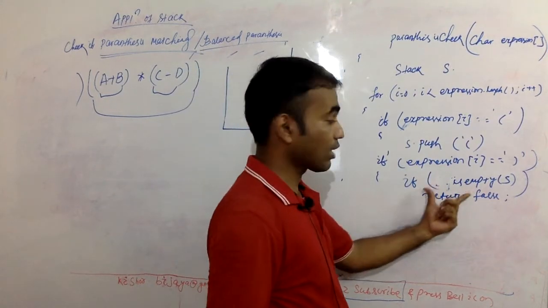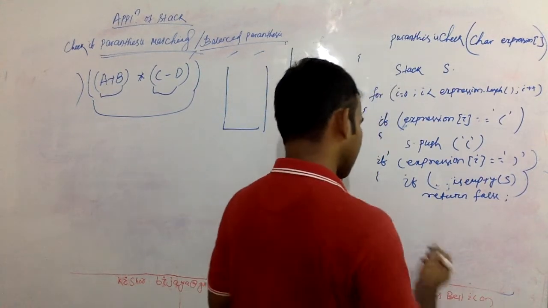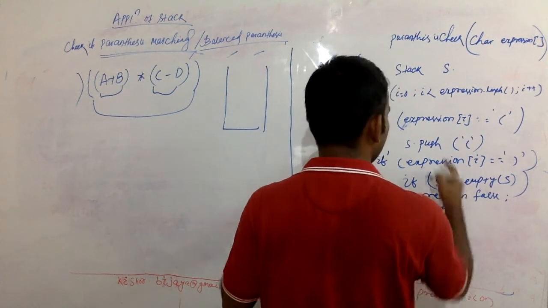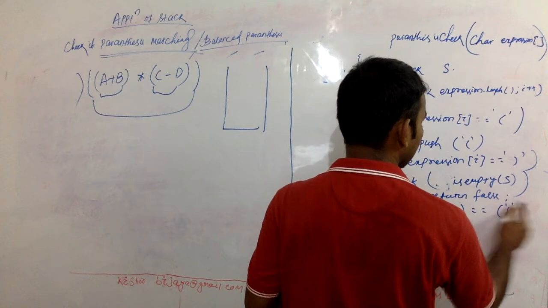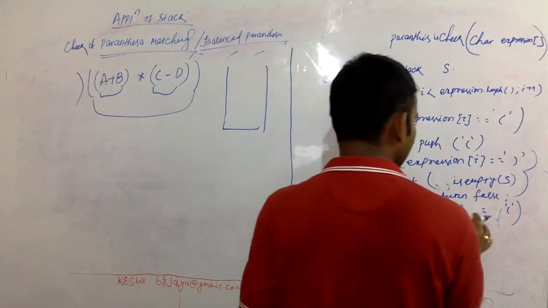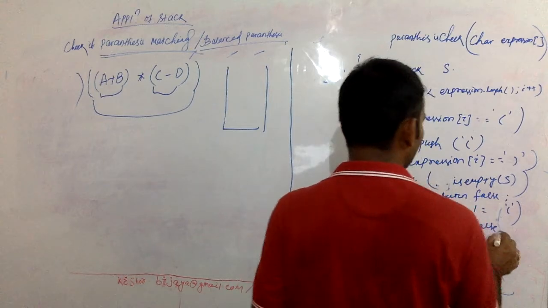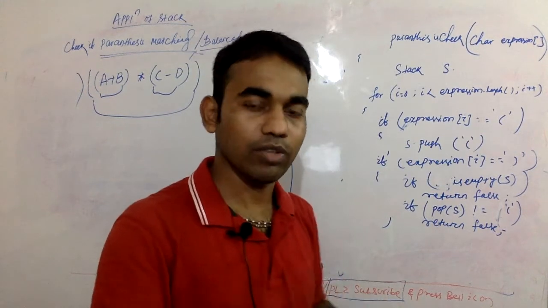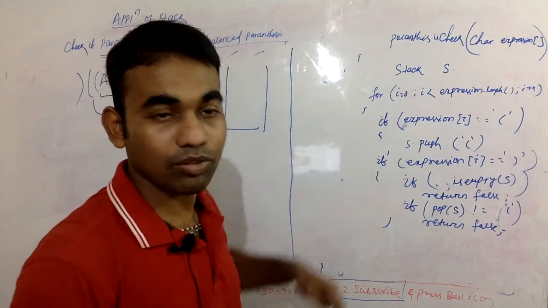If that is not the case, that means something is there, then what will you do? You will check whether that is a left parenthesis. You will pop the element from the stack S, and if it is equal to a left parenthesis, then it is a match, and you should be good. If it is not matching, then return false. Otherwise, just continue, because you are finding a match. Once you get a mismatch, just return false; you don't need to continue the for loop. So that's the logic.